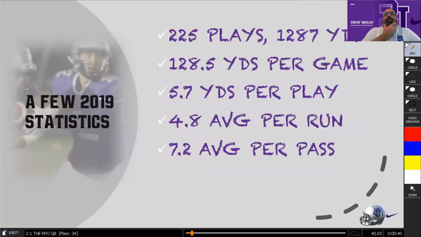Just a little bit of why RPOs are important for us and how much we do of them. We ran 225 RPOs last year, and we're talking second and third level reads here. We accumulated 1,287 yards running those, 128 yards a game. We averaged 5.7 yards per play, 4.8 when we gave, and 7.2 when we passed. So it was a successful part of our offense.